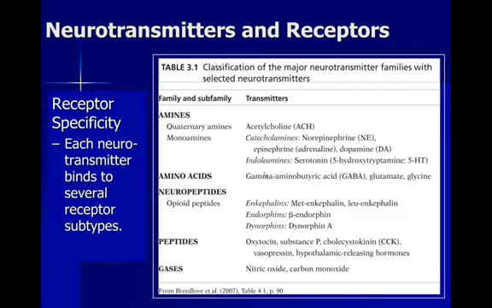So, for example, the amines are a family or subfamily of neurotransmitters. The monoamines include catecholamines, which are norepinephrine, epinephrine, and dopamine. Indolamines, which is primarily serotonin. There are quaternary amines, which is acetylcholine. We've talked already about some of the amino acids involved in neurotransmission, like GABA, glutamate, and glycine. There are neuropeptides, which include the opioids.